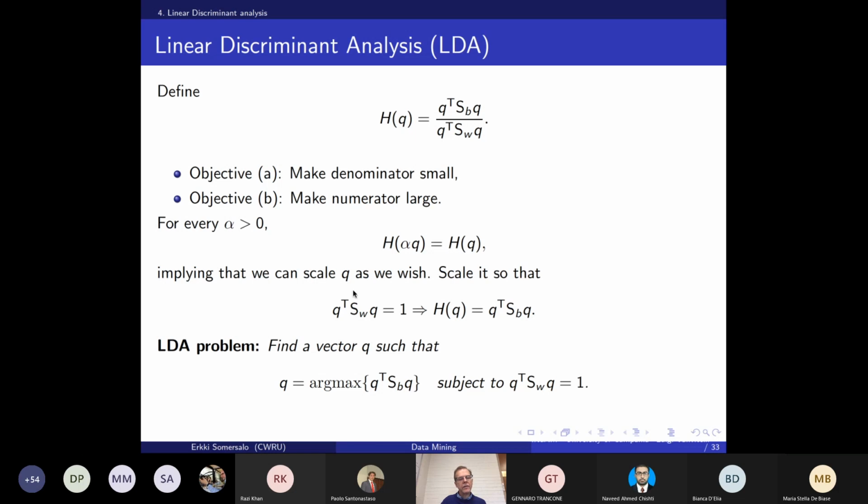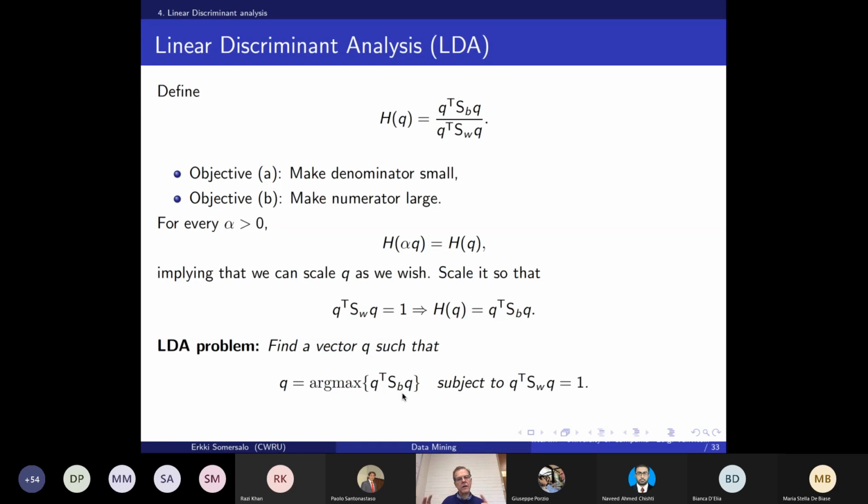And if my Q satisfies this constraint, then my HQ is Q transpose SBQ divided by 1, which is only Q transpose SBQ. And so therefore, I can rephrase my LDA problem of maximizing HQ by saying that I'm trying to find a vector Q that maximizes the numerator Q transpose SBQ, subject to the scaling constraint that Q transpose SWQ equals 1.